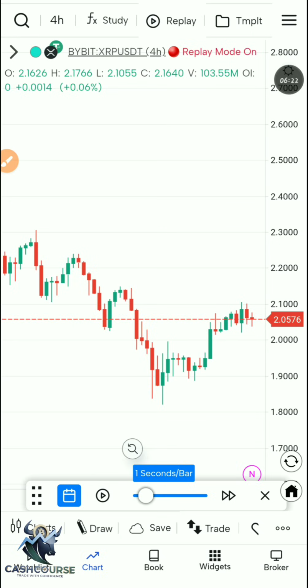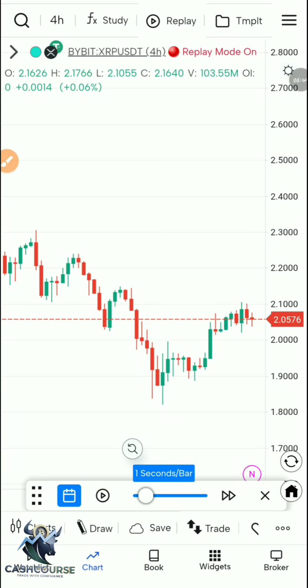Now, when you're on the 4 hours, the next thing is to check whether the market is printing higher highs and higher lows or lower highs and lower lows. If the recent swing high is higher than the previous swing high, and the recent swing low is higher than the previous swing low, then we'll say that the market is in an uptrend and we only look to buy on the lower time frame.